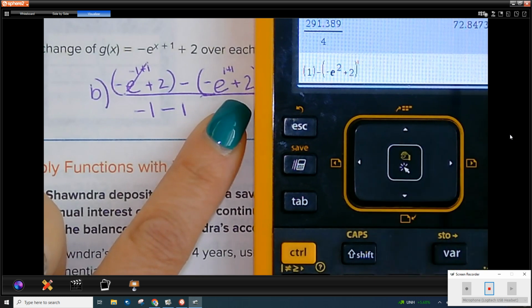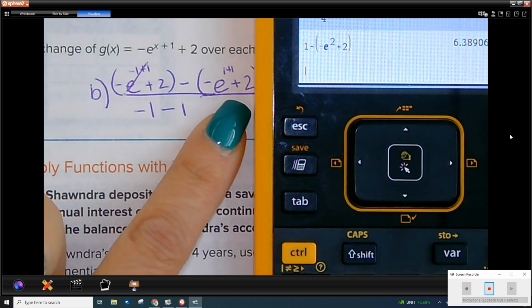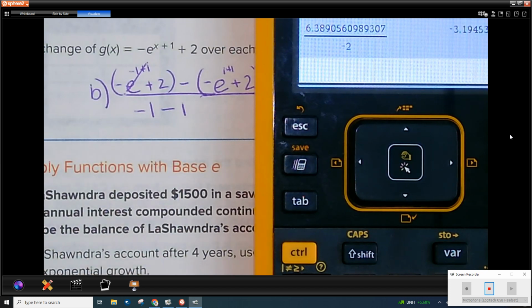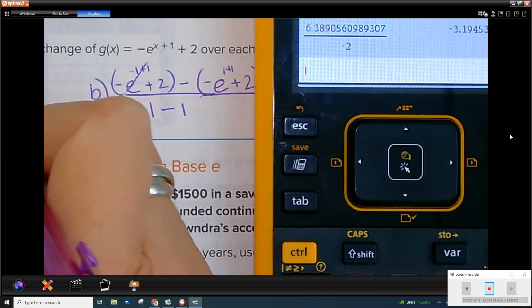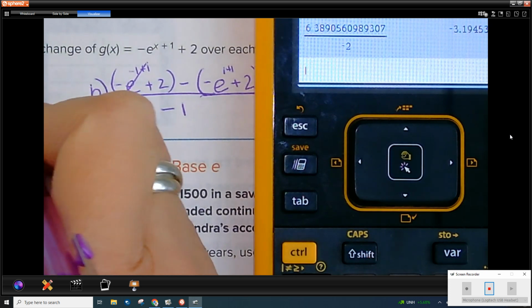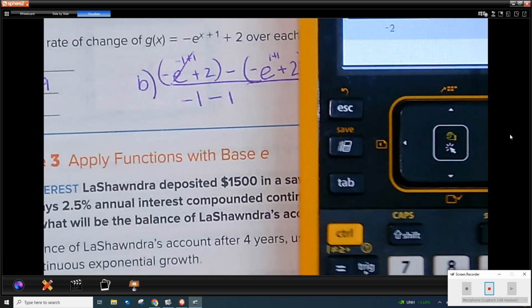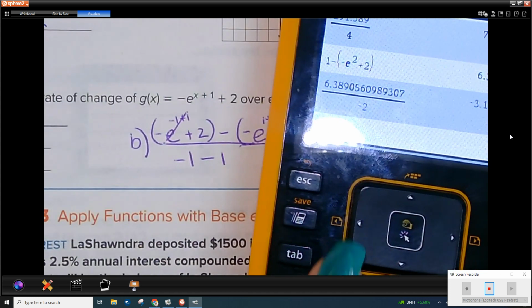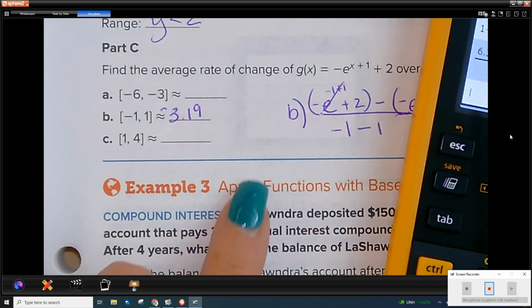I'm going to enter, and I'm going to divide that number by negative 2. So my final value is negative 3.19. Okay? It automatically changed the vertical division, but it's negative 3.19.